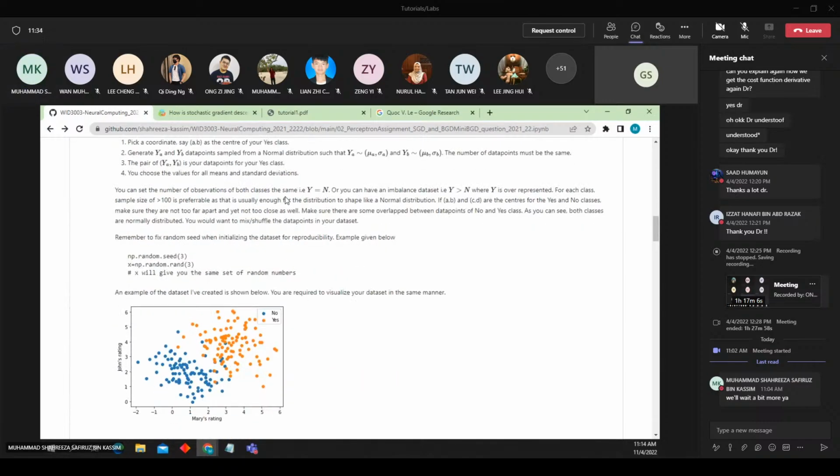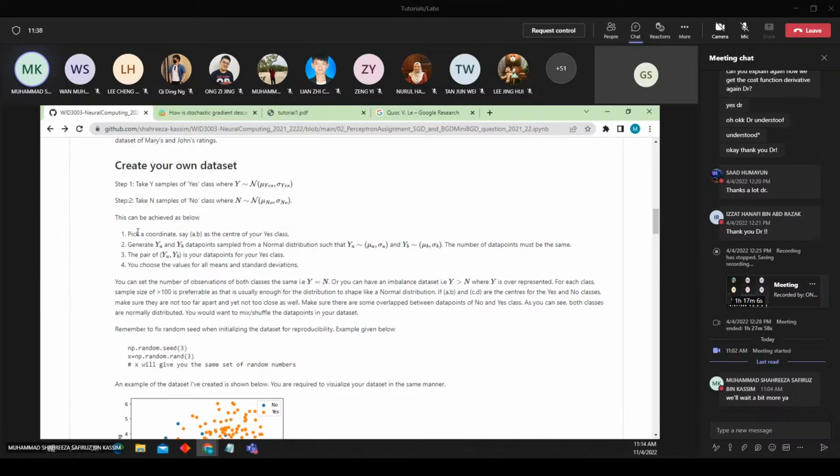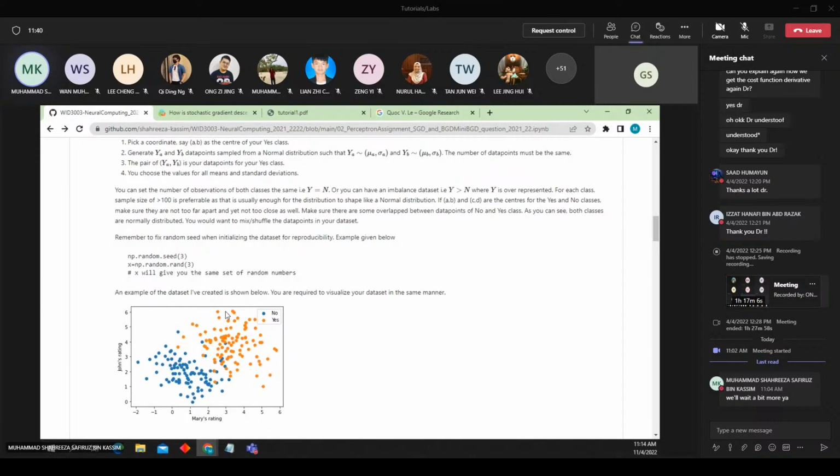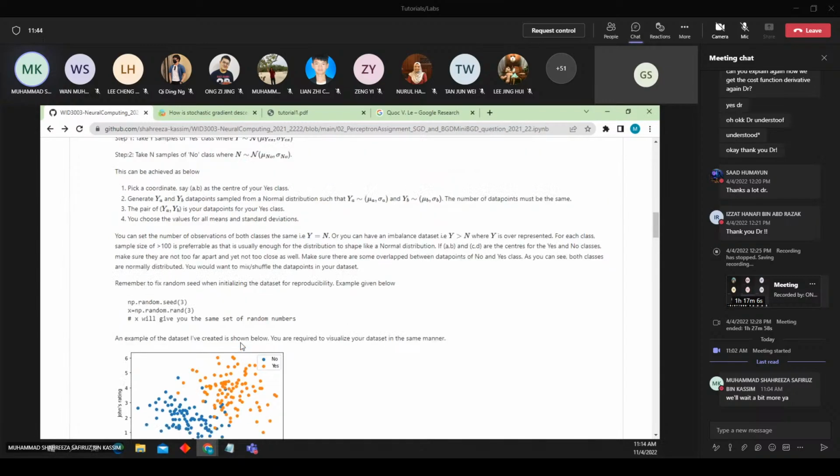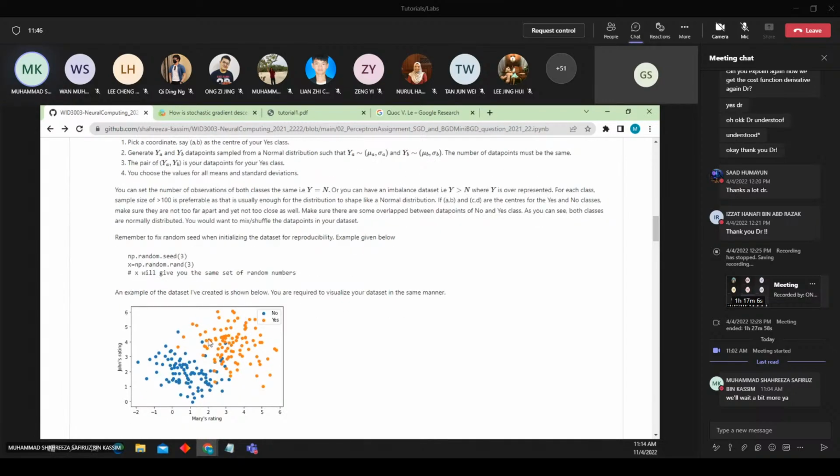Okay. And then once you've chosen the mean and standard deviation, you can create your own data set. For example, it's like this. It doesn't have to be like this, of course. For reproducibility, if you fix the random seed here, it will give you the same set of random numbers. So it's kind of deterministic in a sense, if you seed your random generator.